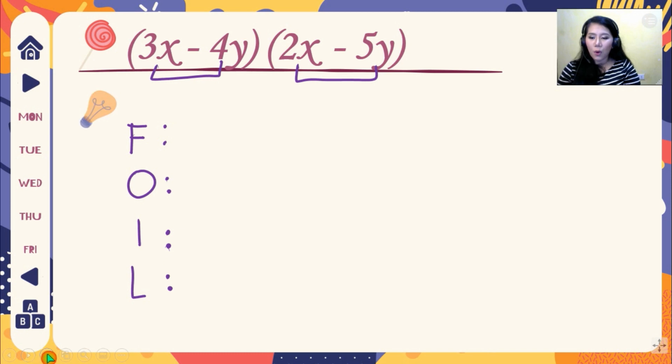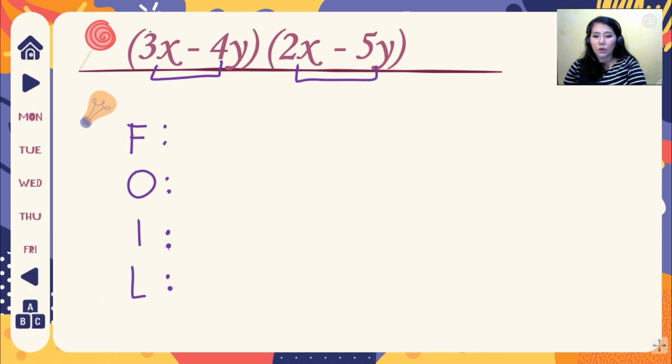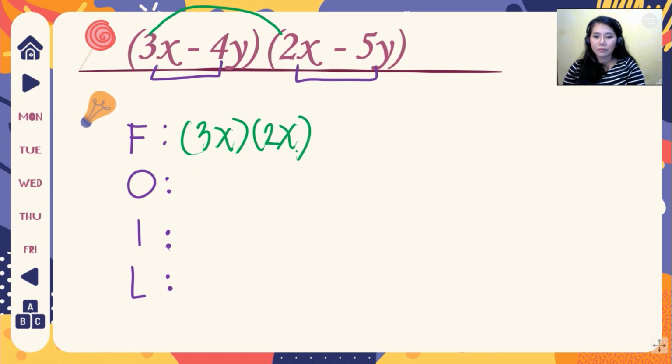Gamitan natin siya ng FOIL using the parrot's beak illustration. Napansin nyo kanina, itsura ng tuka ng ibon yung nabuo natin. So, ayun, palatandaan nyo yun. Okay, ganito lang naman. Ganito gagawin natin. So, for F, si 3x times kay 2x. And then, O, so yun ulit, ha? 3x times, careful with the sign, minus negative 5y.